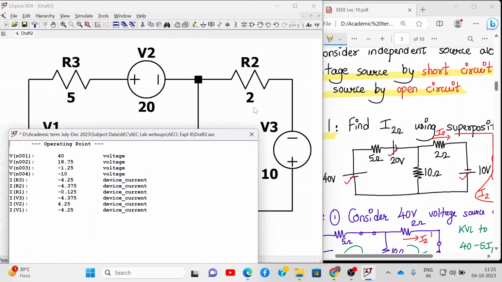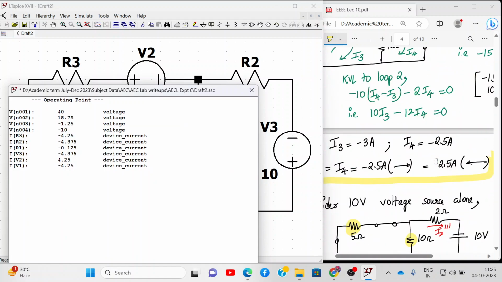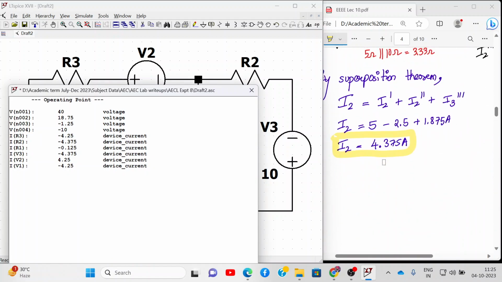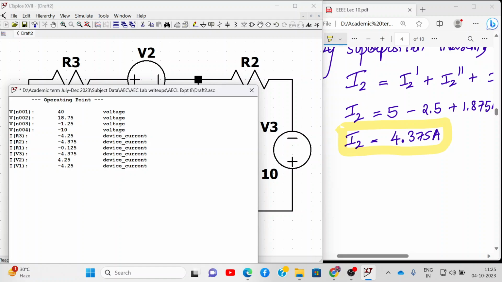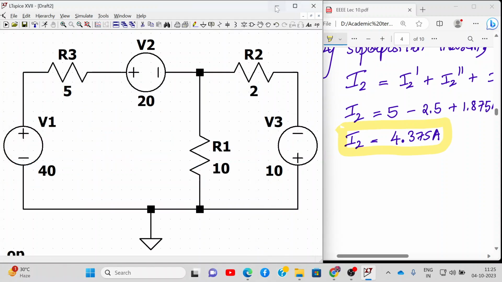The 2 ohm resistance is R2, so I of R2 we need to find out. Don't consider the sign. I already told you, it will come negative, but that's just because of LTspice. So I of R2 is 4.375. As you can see, we got it perfectly. The answer is matching with the superposition theorem. All right. So don't consider the negative sign. It's because of LTspice.